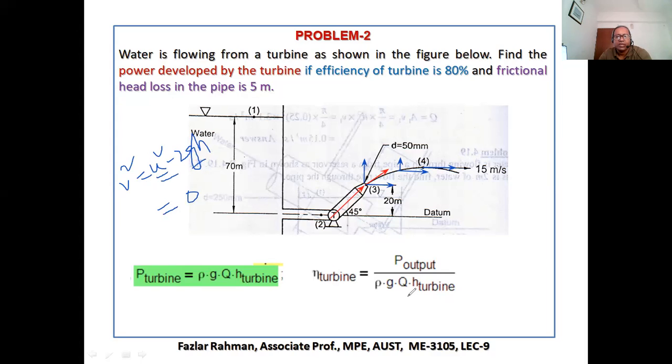Now, if a fluid particle came to another point, say right over here, what happened? Your horizontal component is still 15 meters per second, the same. What is the downward component?